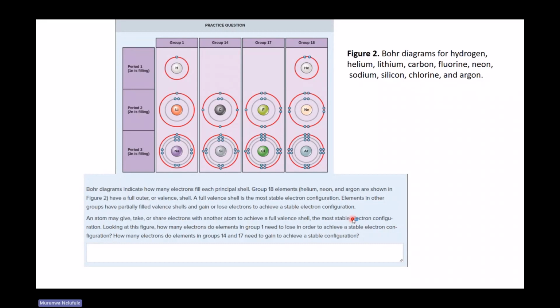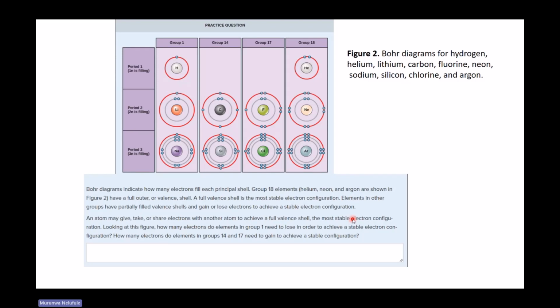So here's the question. Bohr diagram indicate how many electrons fill. Remember when I was telling you that they may not necessarily ask you to draw. They can just give you the diagram themselves and ask questions from it. So Bohr diagrams indicate how many electrons fill each principal shell.